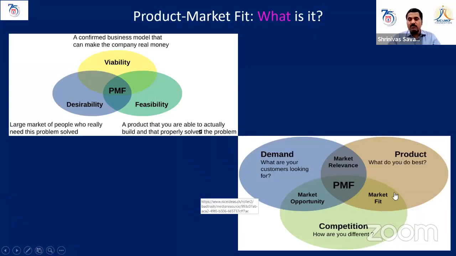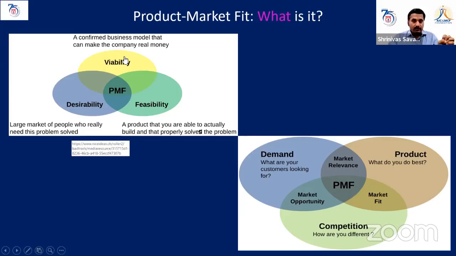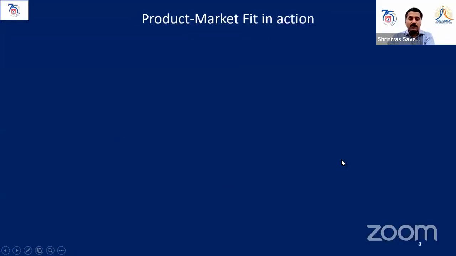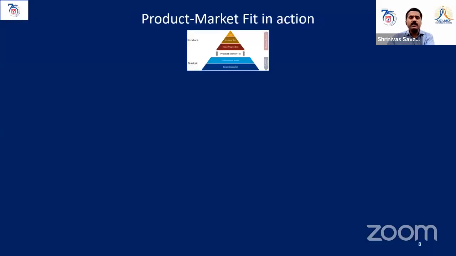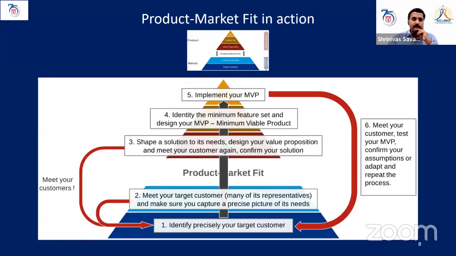So that brings a market fit. And the product which is solving the demand is market relevance. So it is relevant to the market demand. So this amalgamation is also looked at as product market fit. So you are looking at desirability, feasibility, viability of the product with respect to market. And you are also looking at market opportunity, market fit, and market relevance for the product to cater to the requirements of the customers. Now let us see this product market fit pyramid in action.